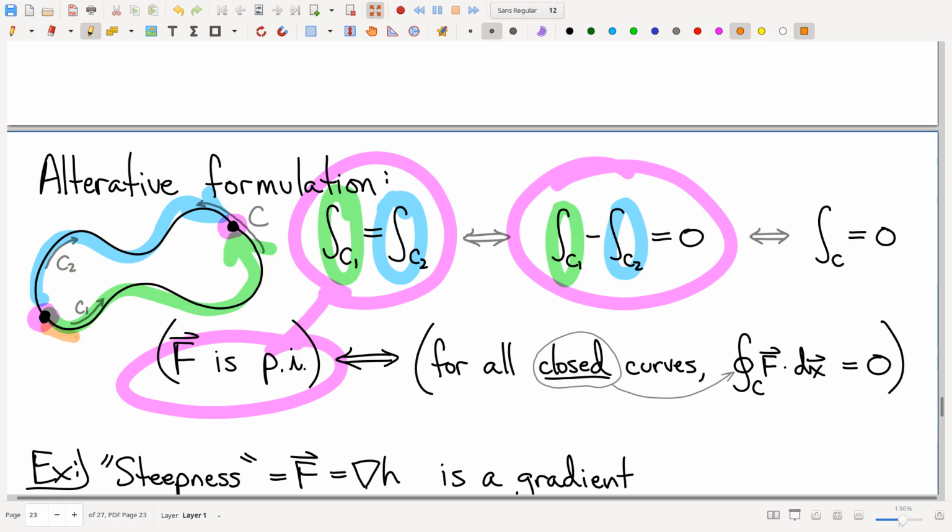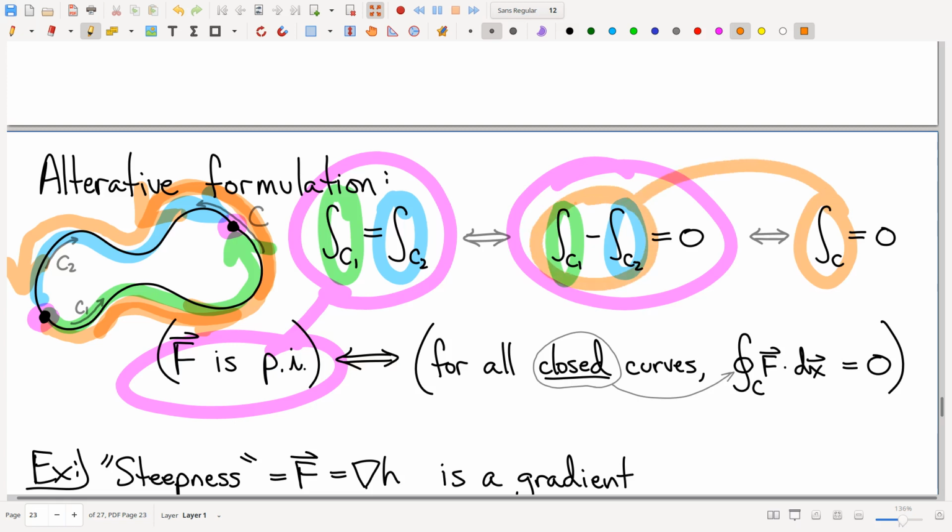That curve starting by doing what C1 does, and then now going backwards along C2. Let me just put some arrows down there like that. All right, so that's my new curve C. And the idea is that curve is just doing, again, C1 followed by backwards along C2.